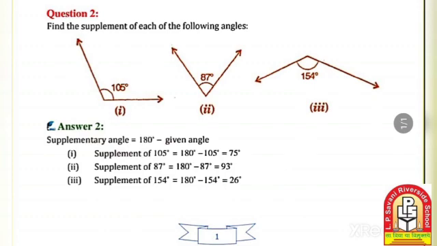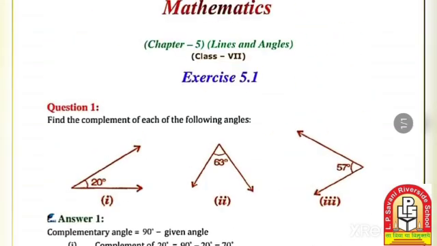So this is exercise number 5.1 of lines and angles. In the next lecture, you have to revise the introduction about lines and angles and their types, and in the next lecture we will continue this exercise.